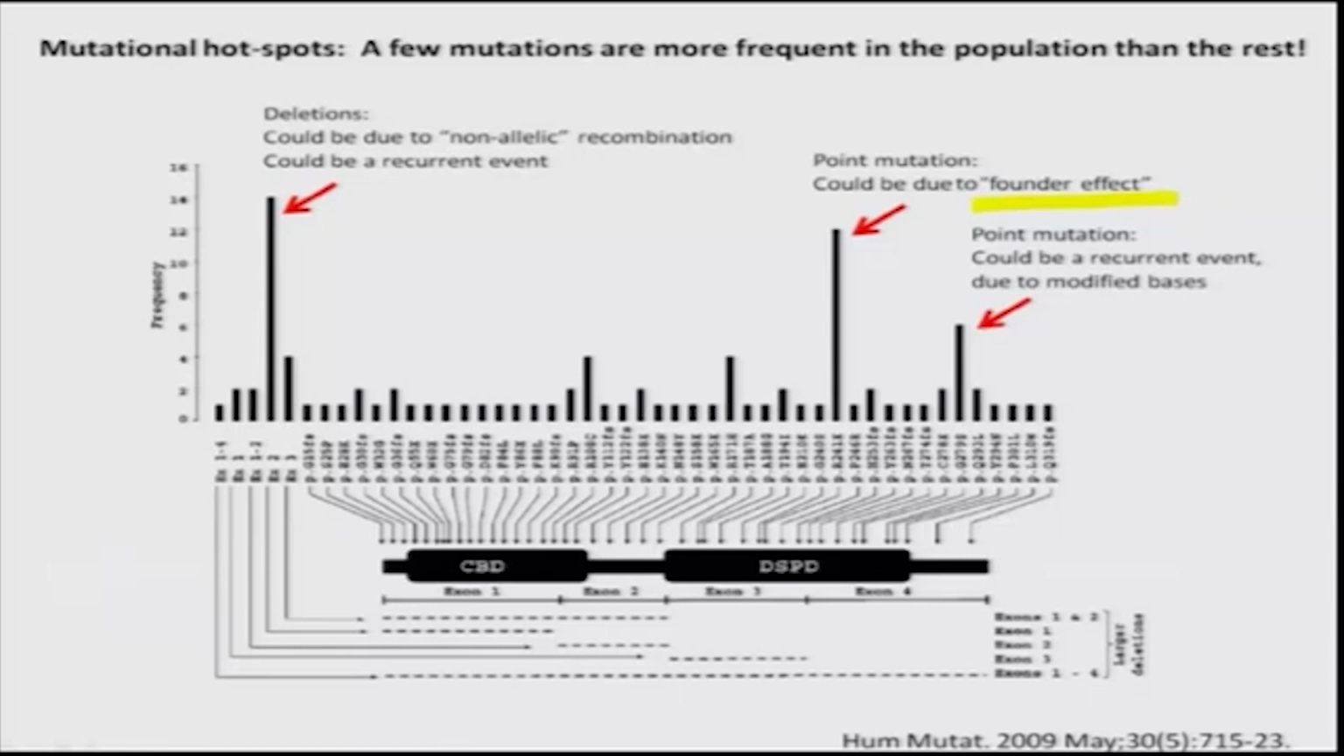The third possibility is that often these are point mutations, it could be because of a modified base. These are some changes that happen in your DNA because of certain requirements, and these changes in the bases can lead to mutations, and that could be recurrent. These are hotspots, what they call this. So, let us see what they are.